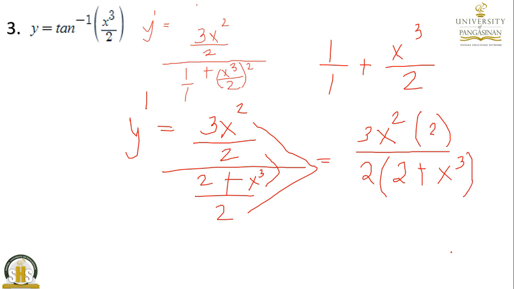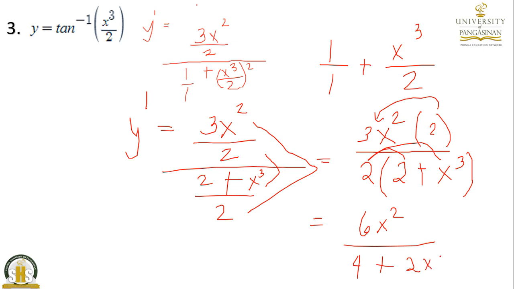Yan po yung magiging inside, inside, outside, outside natin. So, magiging 6x squared na yan. 2 times 3 is 6. Then, copy x squared. Then, meron tayong 2 times 2, 4. Plus, ito naman is 2x cube. So, 6x squared all over 4 plus 2x cube.